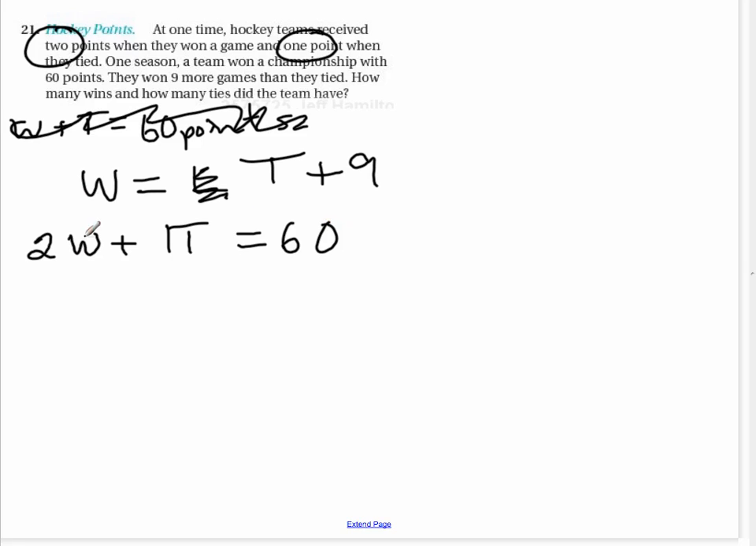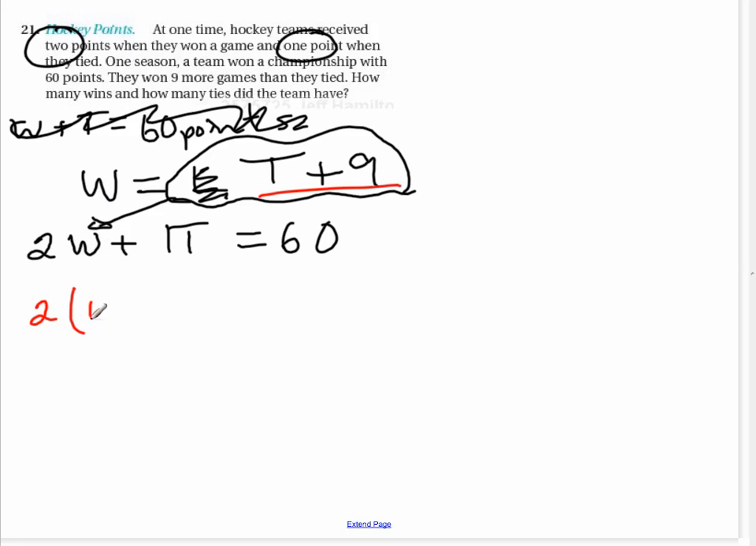So now I've got two equations. I can solve them by either elimination or substitution, whichever you want. This one's already solved for W, so I might just take that equation and plug it in right where I see a W in the other equation. So 2 times W, which is t plus 9, plus 1t is equal to 60.